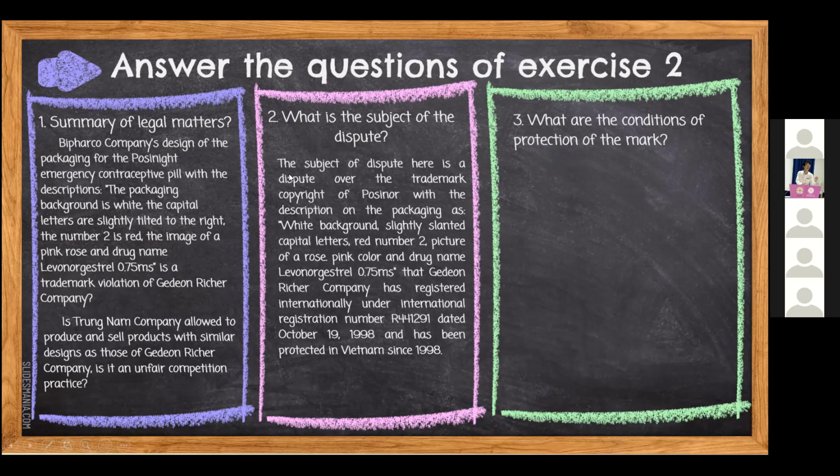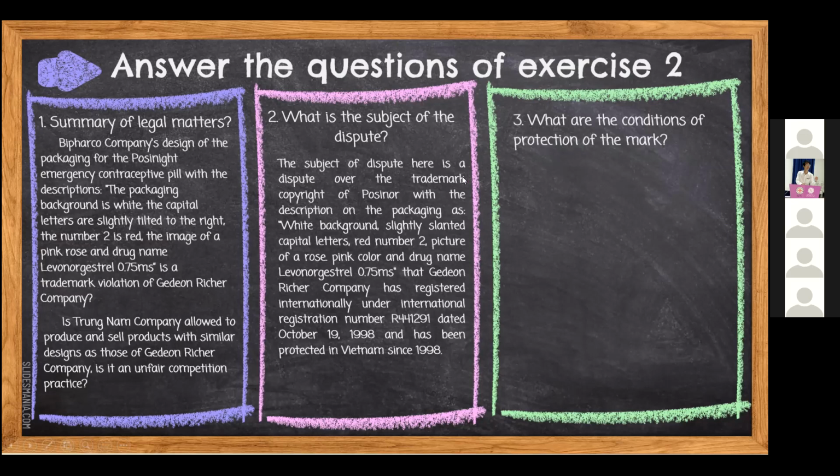The subject of the dispute here is the dispute over the trademark copyright. The personal with the description on the packaging is white background, slightly slanted capital letters, red number 2, picture of a pink rose, and Rock name, which Gideon Richter Company has registered internationally under international registration number R441291, date October 1998, and has been protected in Vietnam since 1998.